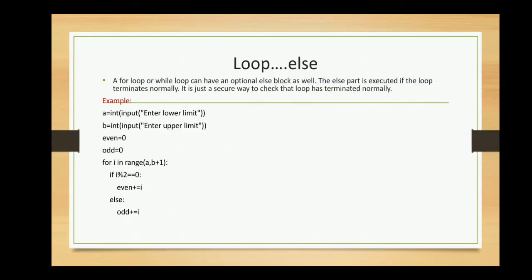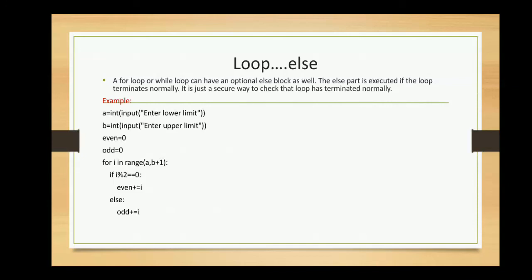Loop else. A for or while loop can have an optional else block as well. The else part is executed if the loop terminates normally. It means if all the values in a sequence get used in a standard way without the loop being forcefully terminated. Both the loops for and while can use the else part, but it is not mandatory. It is just a secure way to check that the loop has terminated normally.